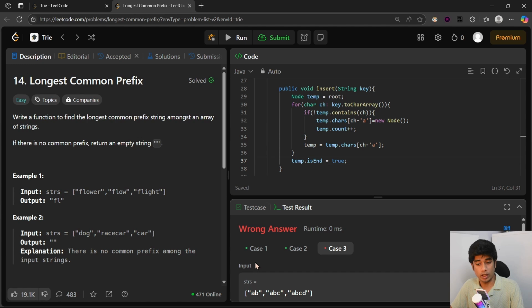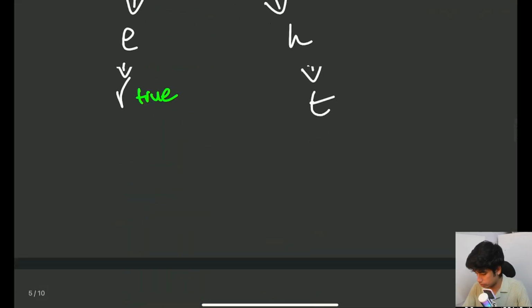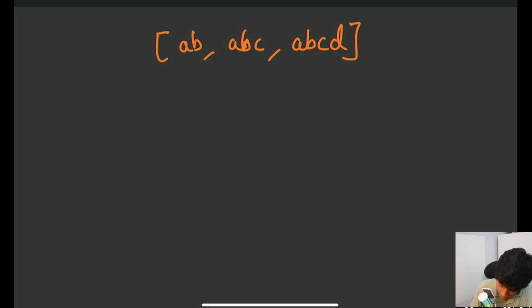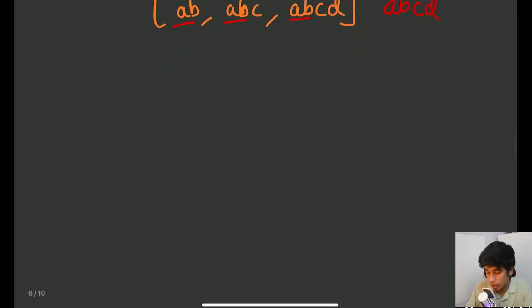You might be wondering why. So let's go back to our board here and let's understand why our code is not working for that input. So I have AB, ABC, and then ABCD. Our expected is obviously to return AB, but we are returning ABCD in the current code. Now why is that happening? First, let's draw out the trie.